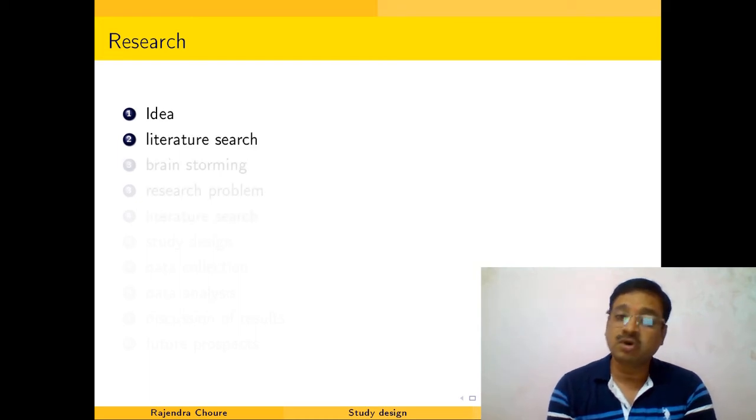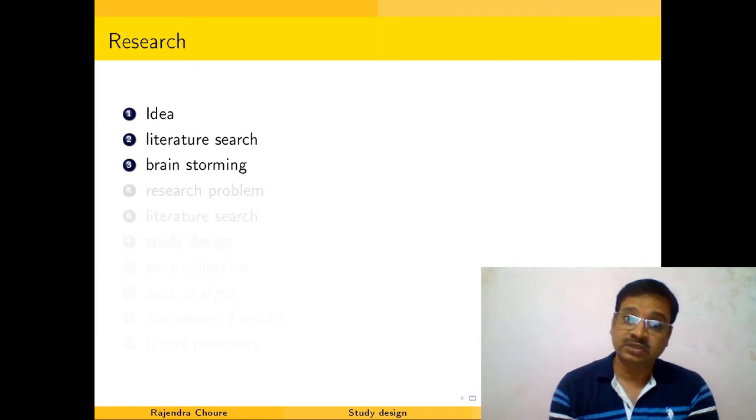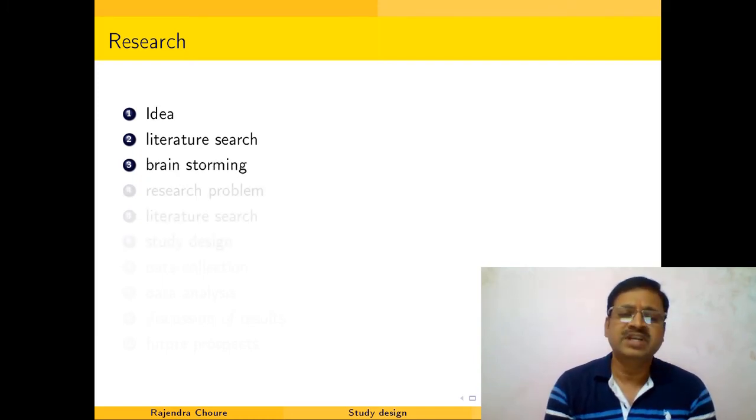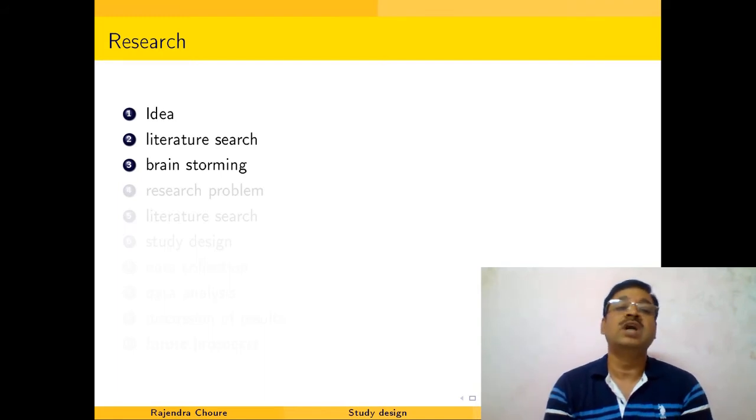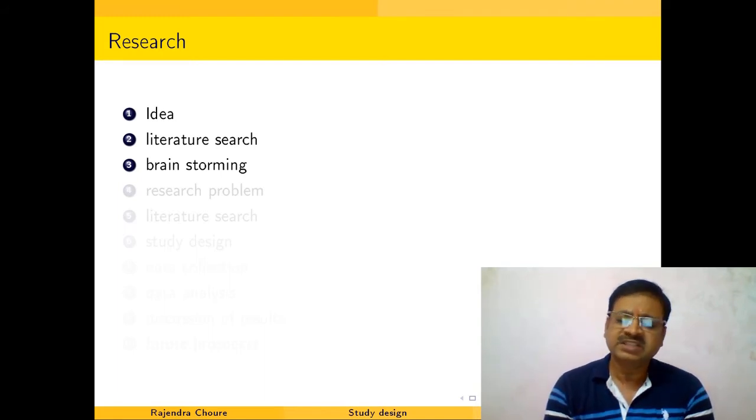Then we think over that idea, we do the literature search to know more what other people have done in that particular field. Then we go for brainstorming. We discuss with our friends, we discuss with our teachers, we discuss with our relatives about our idea. By discussions, by brainstorming, we know more about that particular topic.